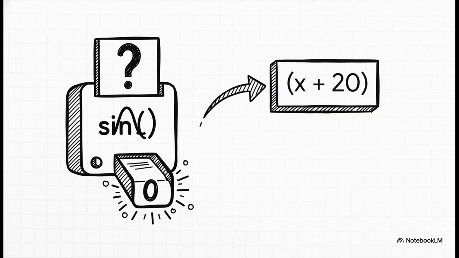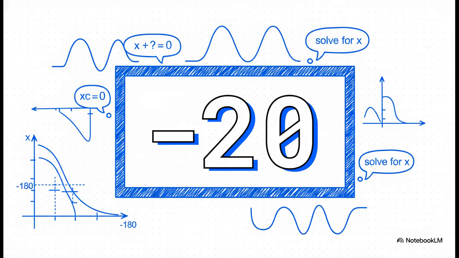Okay, so the logic here is pretty straightforward. Whatever is inside the sine bracket, in our case it's x plus 20, has to be equal to one of those 3 numbers we just found. And the easiest one to work with, it's got to be 0, right? So let's do that. We set up a dead simple equation. x plus 20 equals 0. Solve that for x, and what do you get? You get x equals negative 20. And is that a valid answer? Well, it's between negative 180 and 180, so yeah, it's a perfect answer.